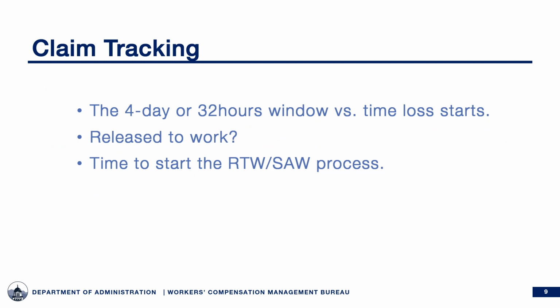Claim tracking. When reviewing the 4 days or 32-hour window versus time loss, indemnity benefits are not paid until after that 32 hours or 4 working shifts has been missed. Compensation will begin on the 5th day. State Fund can review retroactive payments of the first 4 days or 32 hours waiting period if disability goes beyond 21 days.